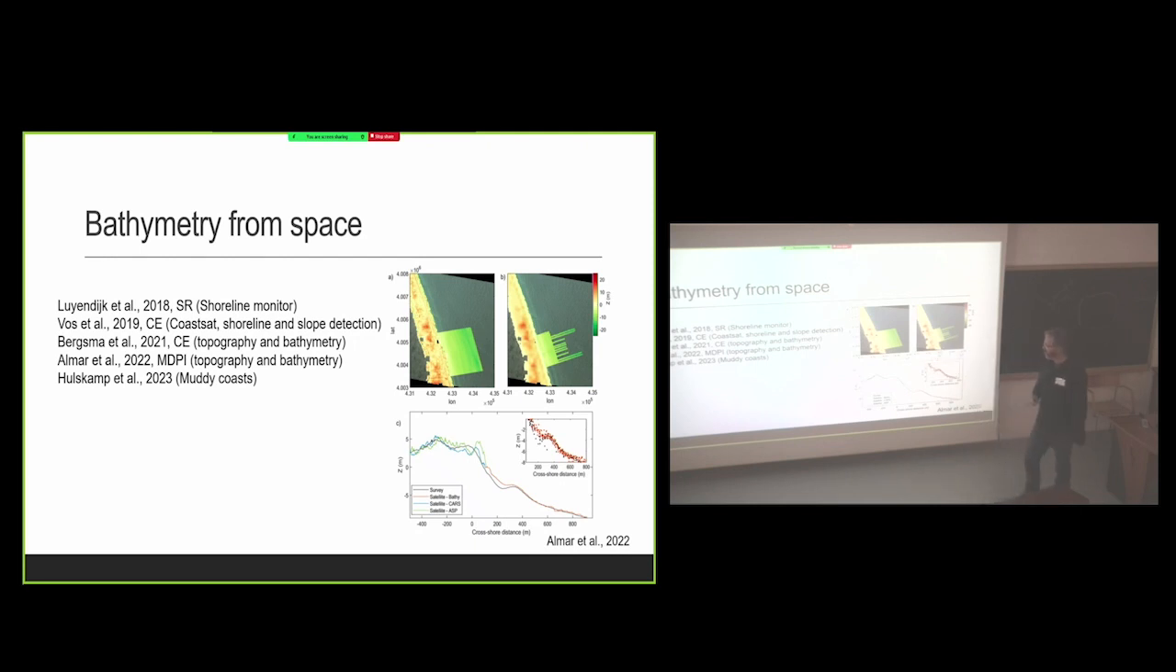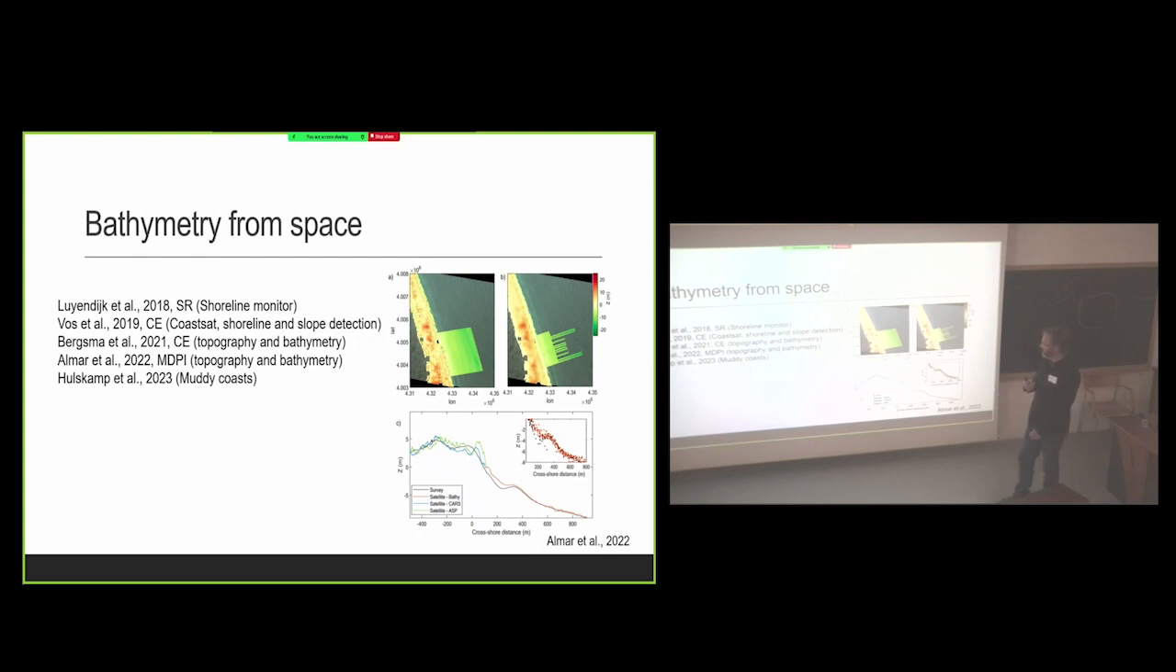And by Kilian Vos, using satellite observations to look at shoreline evolution on a global scale. So that actually will give you some information about the general shoreline, but also about things like the slope, which is important for reflection properties, for example.